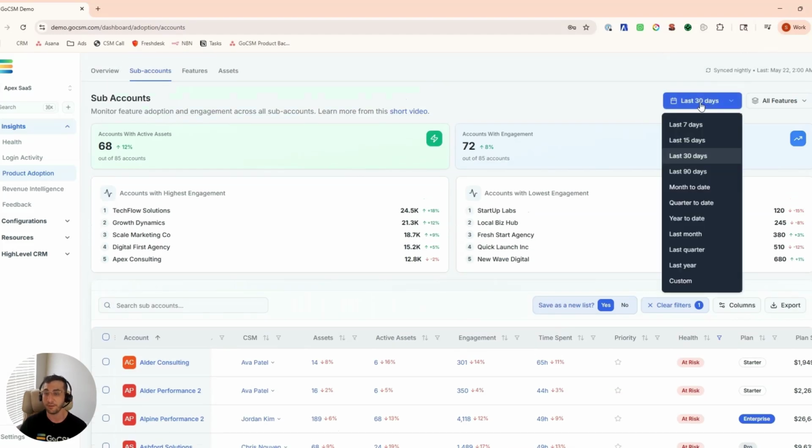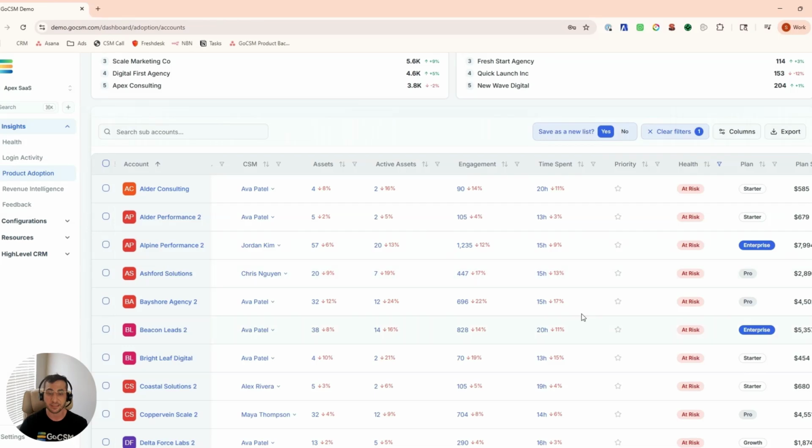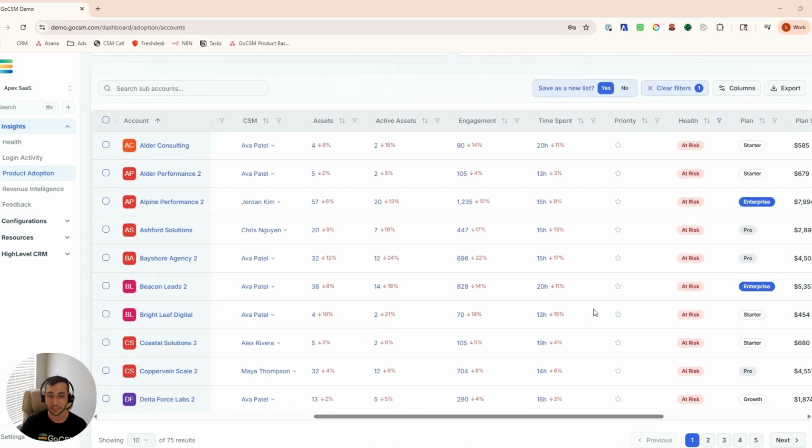And again, you can filter by date. So if you're doing this weekly check, make sure to click on last 7 days and look at this data from the perspective of the last 7 days.